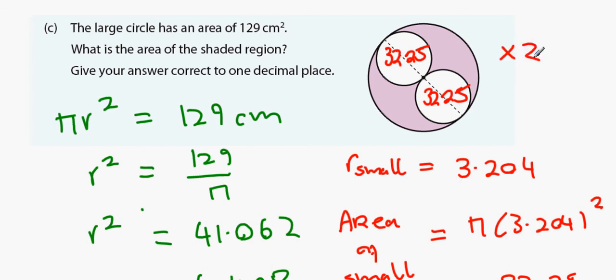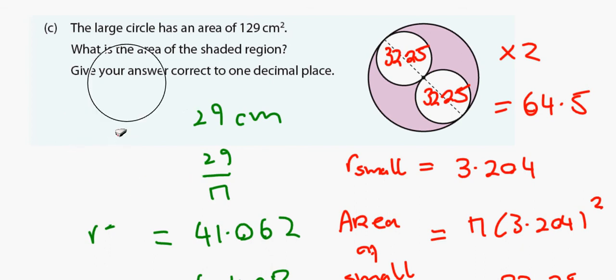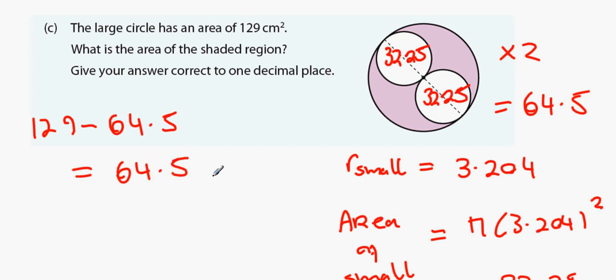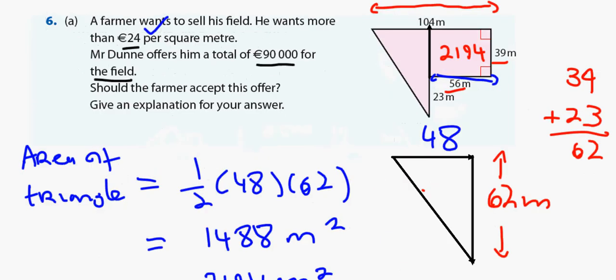So basically it's the entire area minus 64.5. So to finish off this question, what we need to do now is 129 minus 64.5. And what you get as the answer is 64.5 centimeters squared. Right, so 64.5 is the answer to the last question, which is correct. And that ends this video.